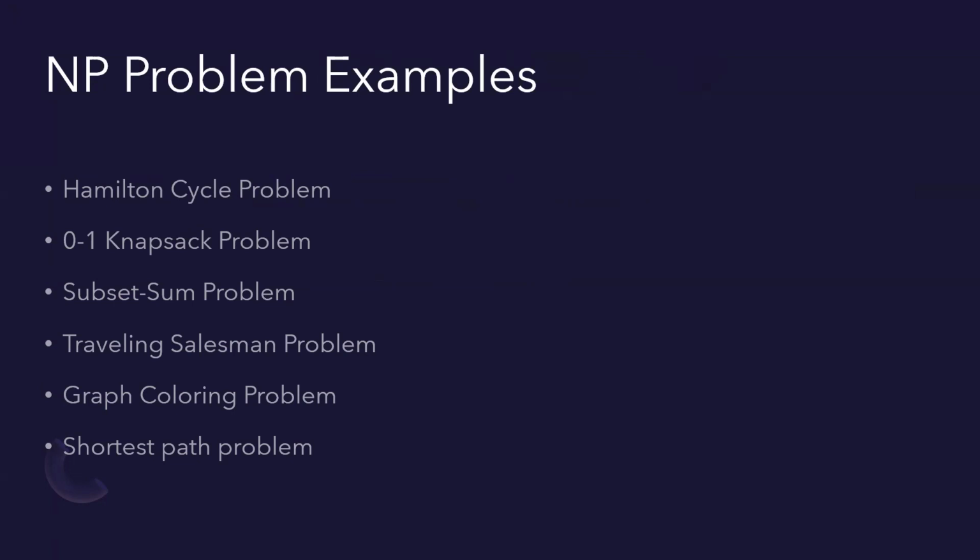So please take a look at the examples very carefully as these will be relevant in the quiz. So we have the Hamilton cycle problem, 0-1 knapsack problem, subset sum problem, traveling salesman problem, graph coloring problem, and shortest path problem. So these are just some of the most common NP hard problems and NP problems. So some of these ones like Hamilton cycle and 0-1 knapsack are NP hard, while some of these aren't. So shortest path could be just an NP problem.